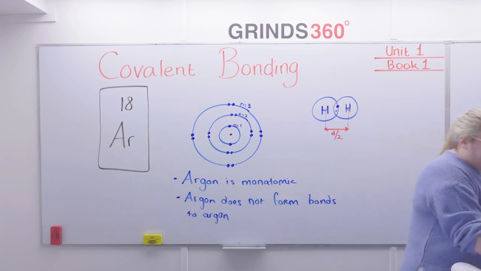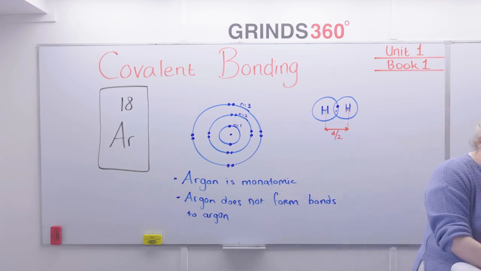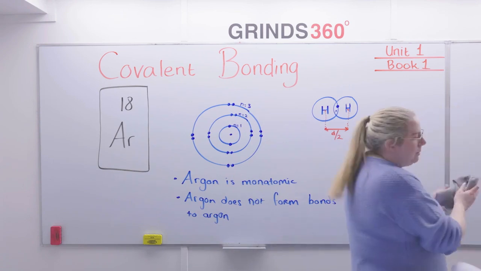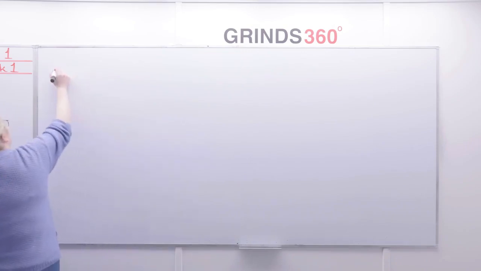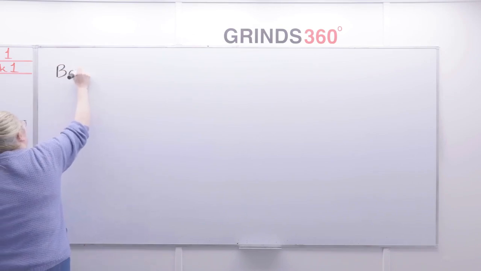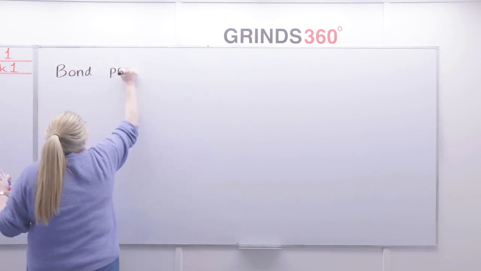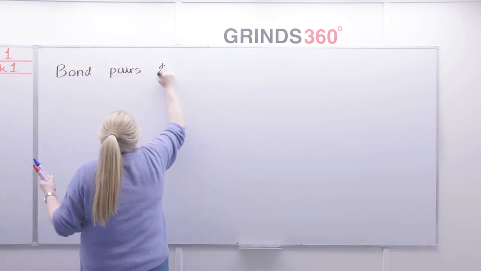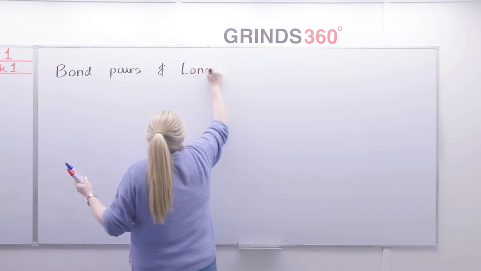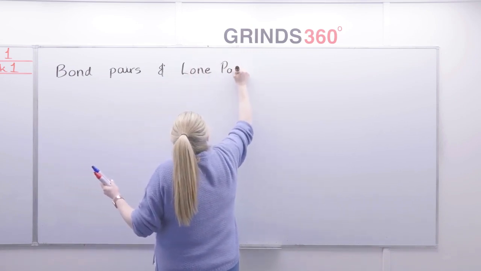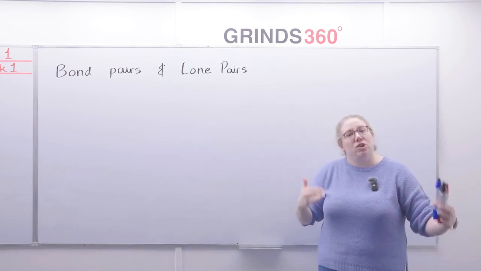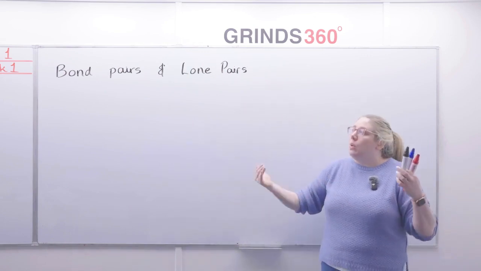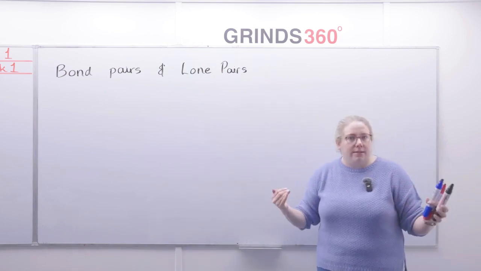Now, okay, there's something I'm going to mention here because we will see it when we get to VSEPR. And it's this idea that we have bond pairs and lone pairs of electrons. Now, all of the electrons in an atom are not equivalent. They don't all do the same thing. They have different jobs. It depends on whether they're involved in bonding or not.